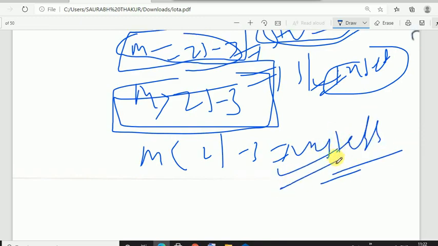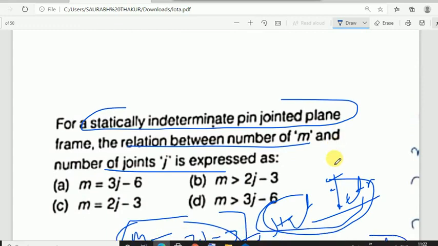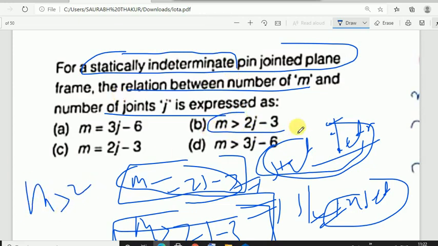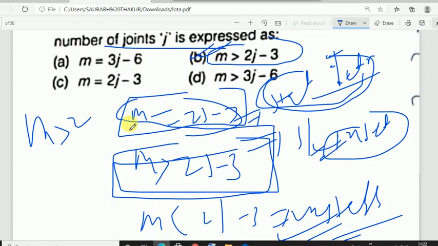That would be unstable. In the question it is being asked about the statically indeterminate. If m is equal to 2j minus 3, that would be statically determinate, but in the question it has been asked for statically indeterminate, m greater than 2j minus 3. Your correct answer would be m greater than 2j minus 3 for a statically indeterminate structure. When m is equal to 2j minus 3, it is a statically determinate structure. When m is greater than 2j minus 3, that would be a statically indeterminate structure.